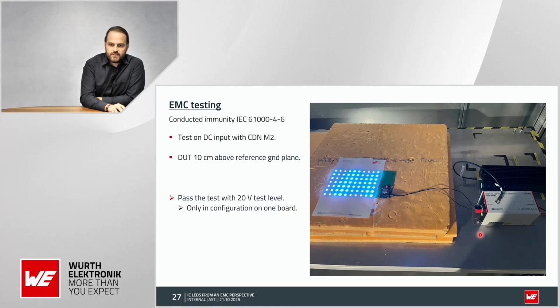Here you can see the setup for the conducted immunity testing. We are using the CDN M2 and injecting common mode high frequency noise on plus and minus to the board, and we are 10 centimeters above the reference ground plane. So the noise is traveling from the CDN inside our device under test and returning via the stray capacitance back. With this setup we passed 20 volts for all the boards.